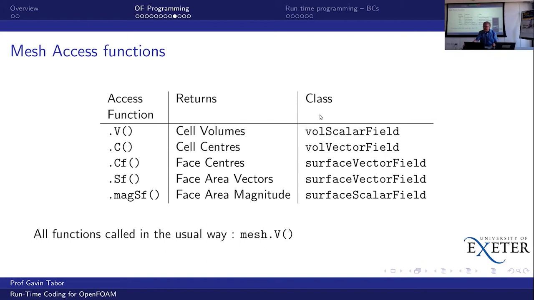Anyway, mesh access functions, again, these are part of the FVMesh class, or possibly lower down, and enable me to access things to do with the mesh. So I can ask for the cell volumes and centers. That will be a number, that will be a vector. So we're getting back vol scalar fields and vol vector fields. Do the same thing for faces. So I can ask for face centers, face area vectors, and face area magnitudes. I'll use some of these in the examples in a minute.